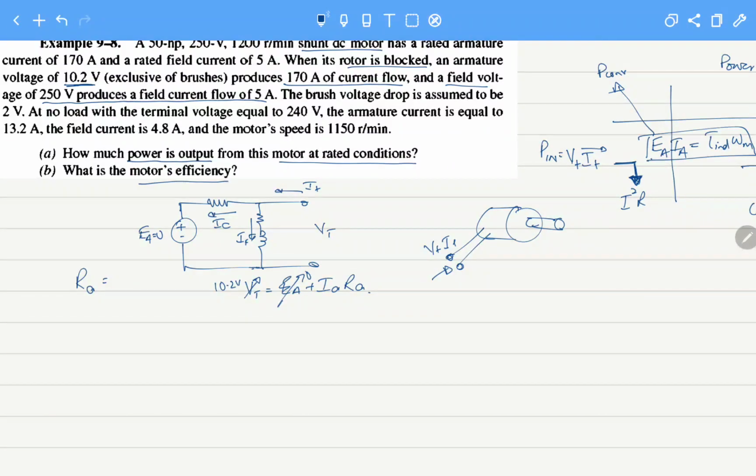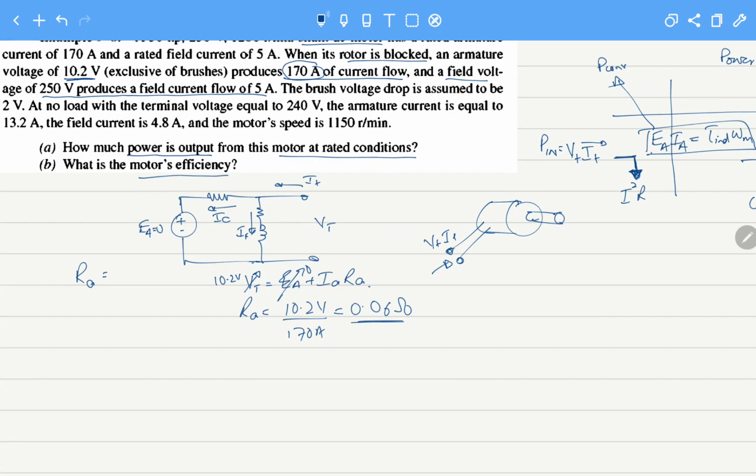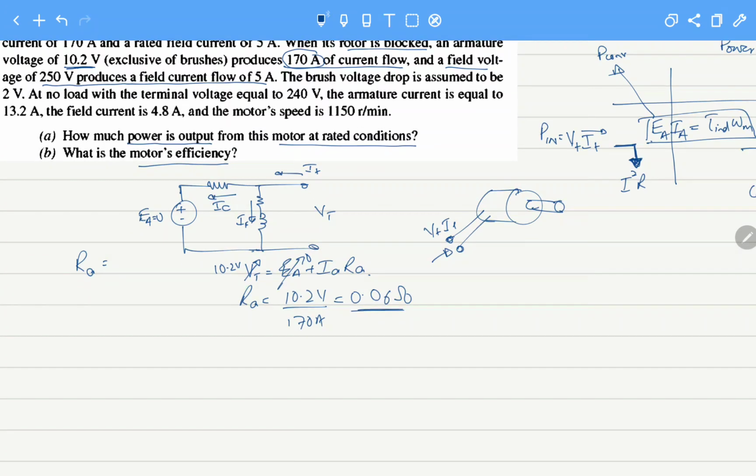And the armature current of 170 amperes flows when we lock the rotor. Locked rotor means it is not moving. So the armature resistance will be 10.2 volts divided by 170 amperes, that is 0.06 ohms. We are calculating this because we have to calculate the armature losses.